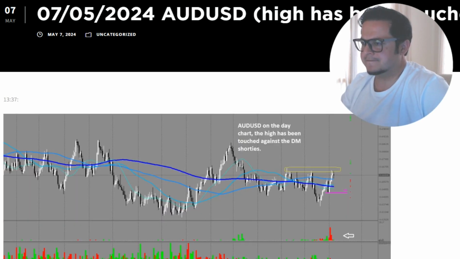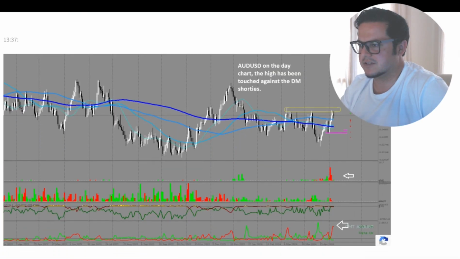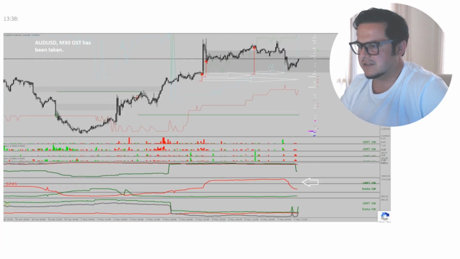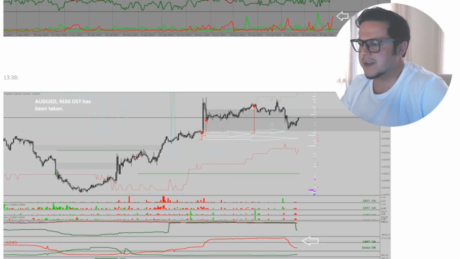So these were beautiful trades, not difficult. Let's continue. Australian dollar, of course, mirrors the euro dollar situation, to make a long story short. So we see how the high was attacked against the dominant shorties here on the 7th. Then we had the pullback to the option strike target short, so beautiful.